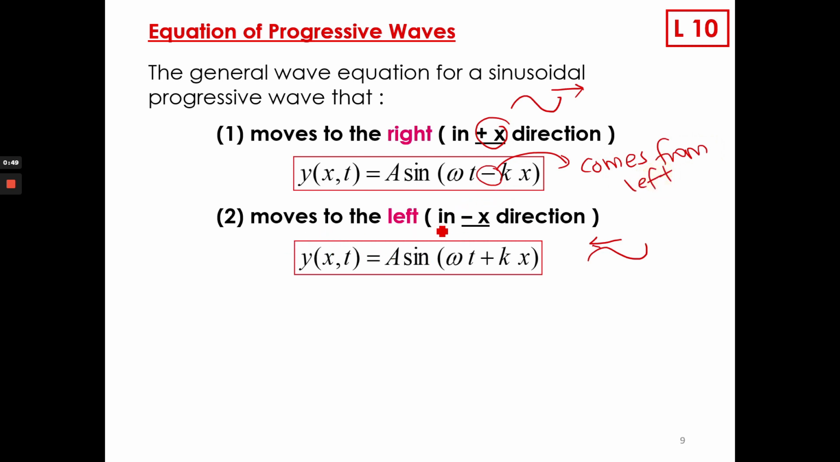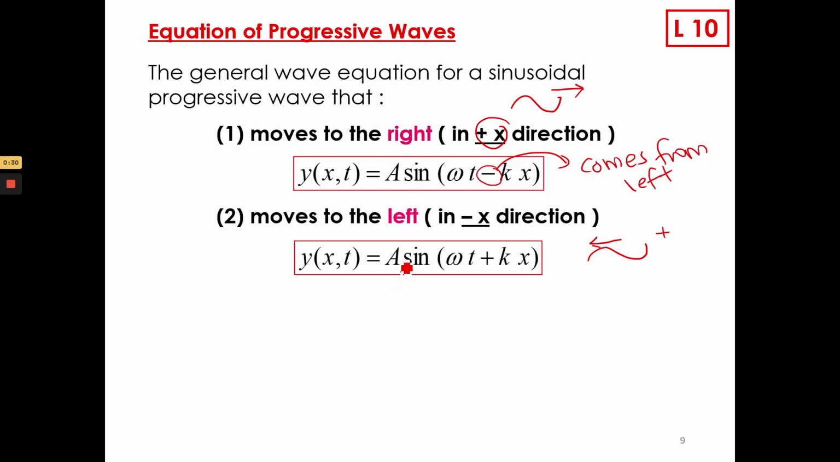When your wave moves to the left, where does it come from? This wave comes from a positive direction. So you have ωt + kx.